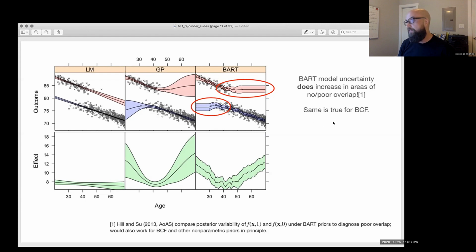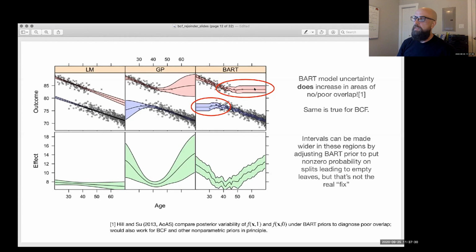The same thing is true for BCF. So these narrow intervals here, they're not just because BART is based on trees, they're also due to a key feature of the BART prior. Richard talked about the process prior as we grow that tree down in a BART ensemble. One of the rules that we have when we grow that BART prior down is that we will automatically reject any splits that lead to empty leaves, okay?